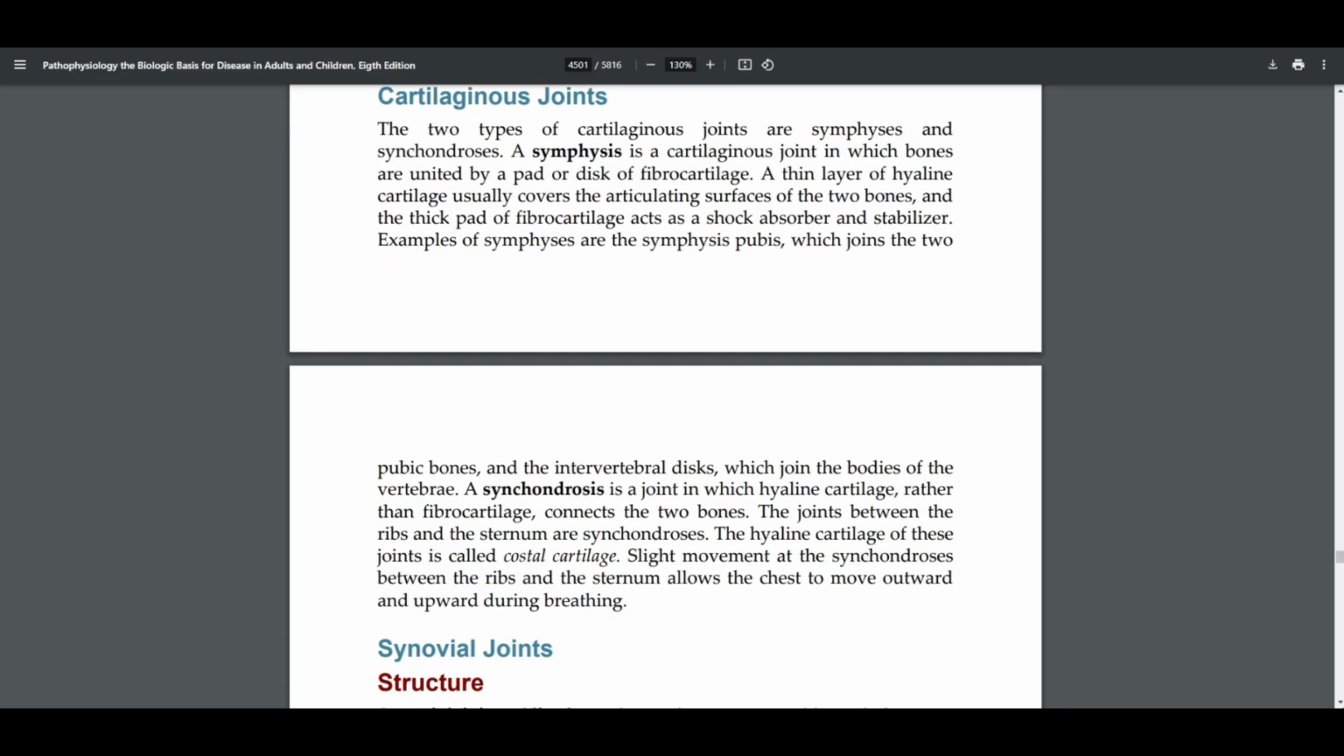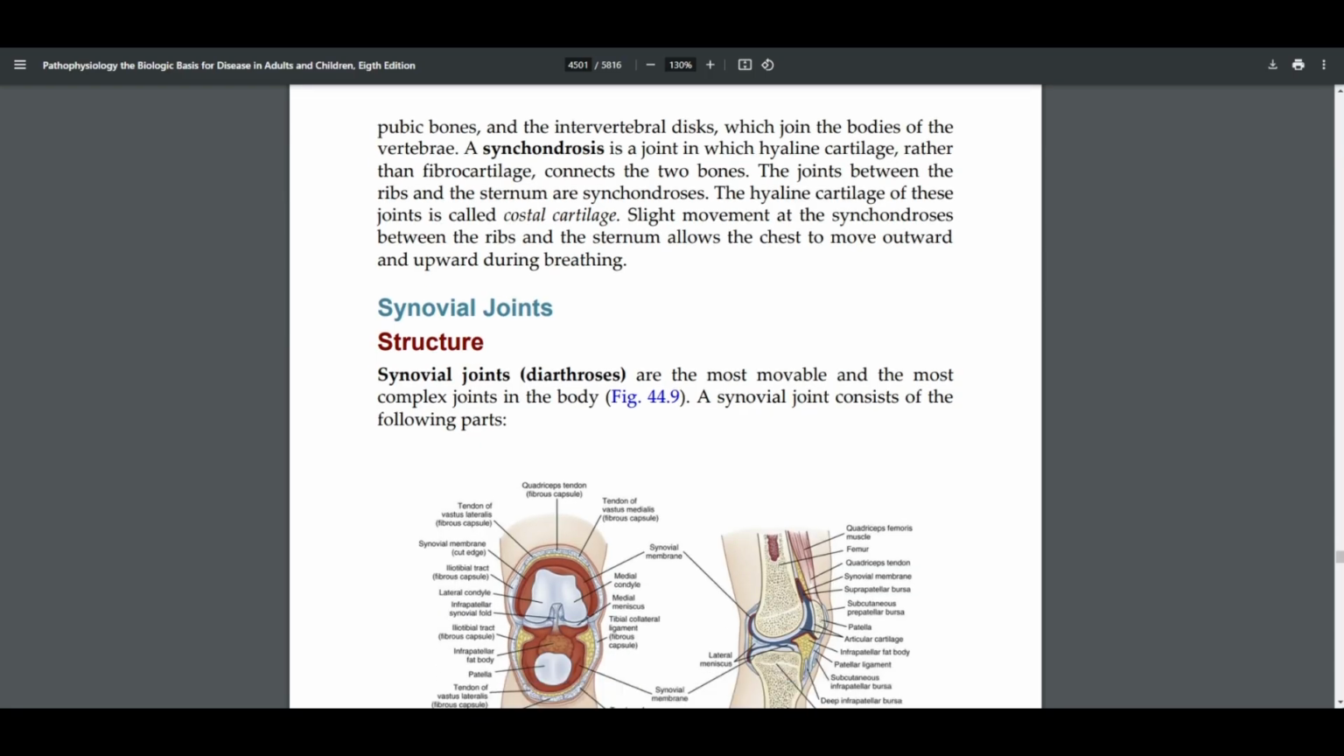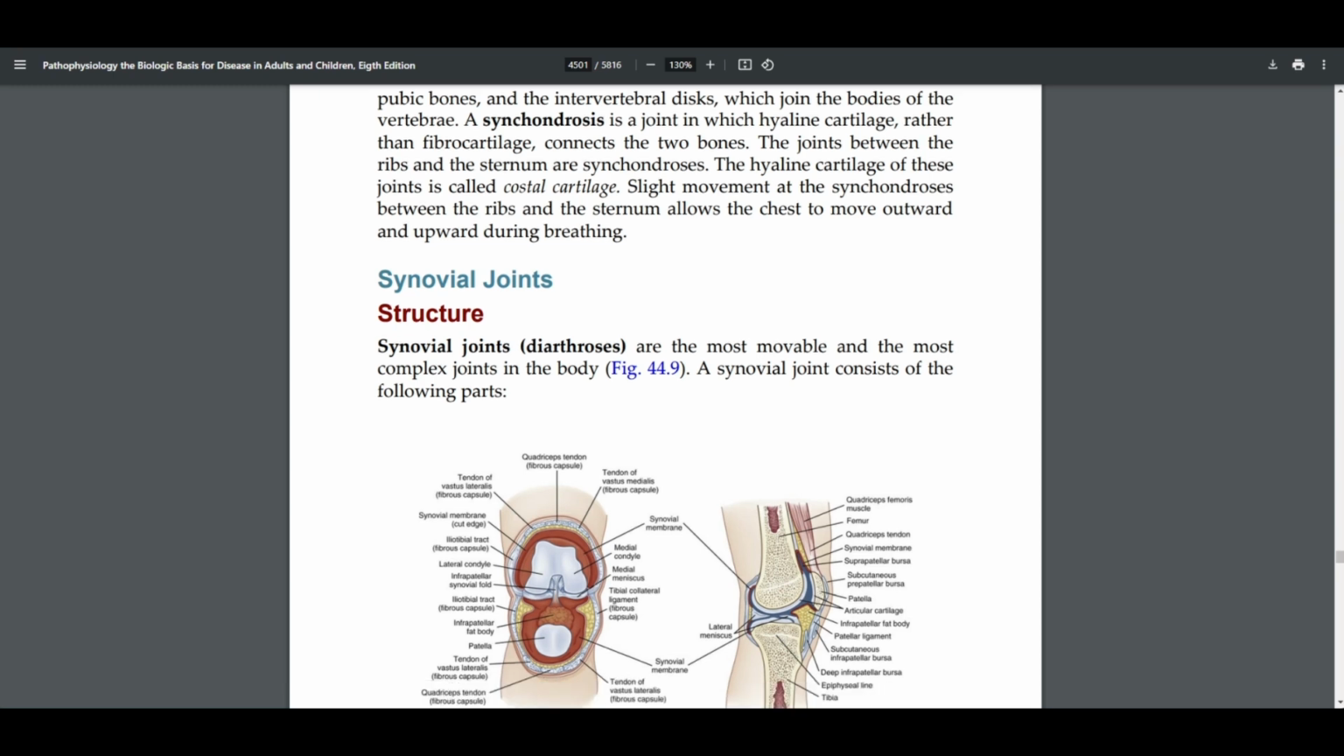Examples of symphysis are the symphysis pubis, which joins the two pubic bones, and the intervertebral disc, which joins the bodies of the vertebrae. A synchondrosis is a joint in which hyaline cartilage, rather than fibrocartilage, connects the two bones. The joints between the ribs and the sternum are synchondrosis. The hyaline cartilage of these joints is called costal cartilage. Slight movement at the synchondrosis between the ribs and the sternum allows the chest to move outward and upward during breathing.